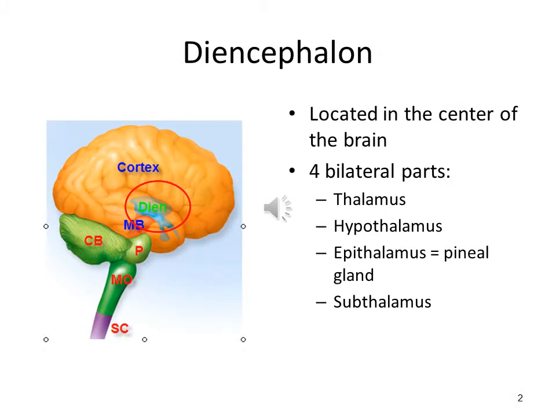Diencephalon is located in the center of the brain, so you can only see it in a sectioned brain. You cannot see it in a whole brain. There are 4 parts, both on the right and the left: the thalamus, the hypothalamus, the epithalamus, also known as the pineal gland, and the subthalamus. The subthalamus is sometimes called the subthalamic nucleus, and that's the same thing.